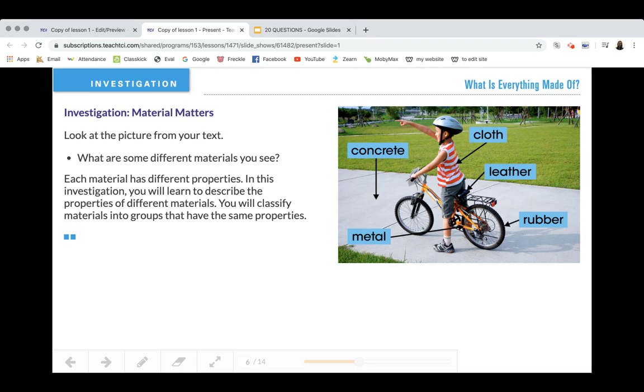Each material has different properties. As we work through our little game here at the end, we're going to learn to describe the properties of different materials.